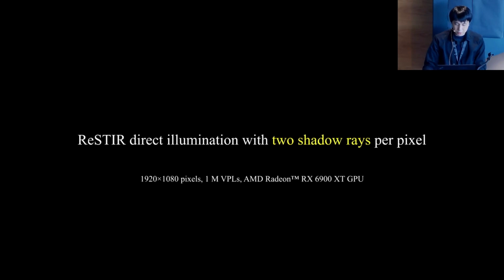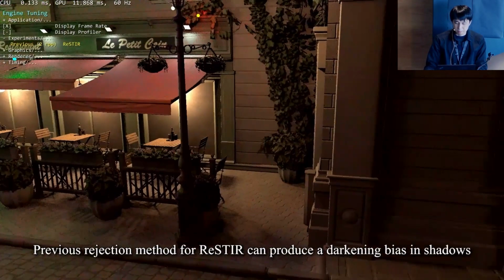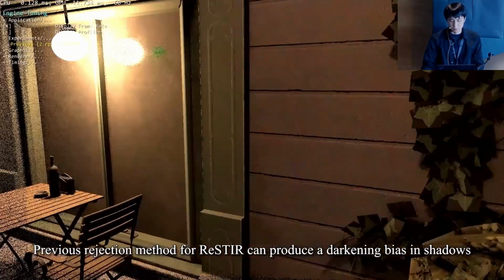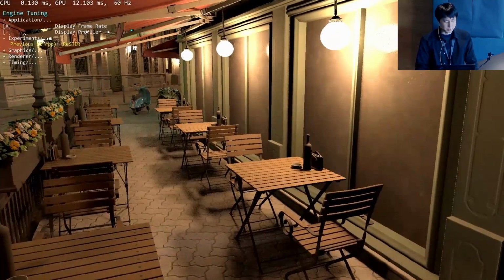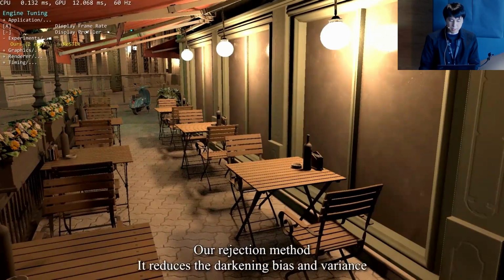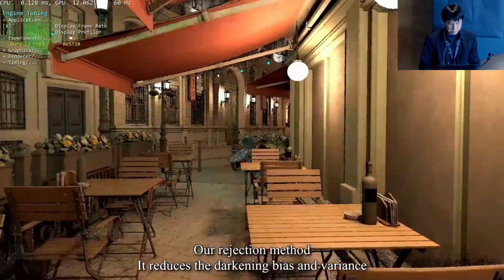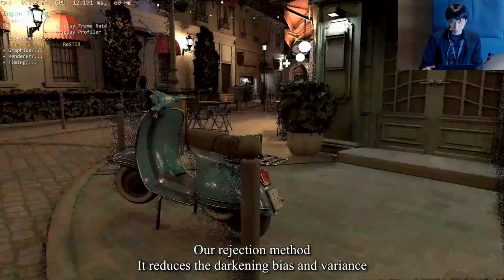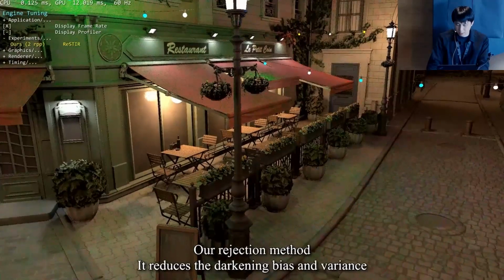Okay, let me show you a video for our method. For 2 rays per pixel, the previous rejection heuristic introduces a darkening bias in shadows. Using our method, we can alleviate this darkening bias. Okay, let me show you the difference by toggling our method and the previous method.